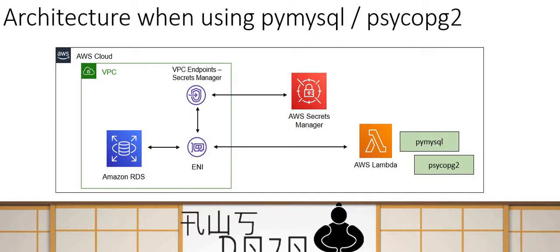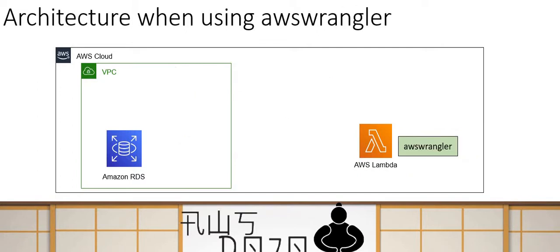Now, this is how the architecture looks if you use PyMySQL or Psycopg2 packages. Now, what if you are using AWS Wrangler? Because AWS Wrangler is also a package choice. And personally, if you ask me, I prefer AWS Wrangler because this is one library which you will see simplifies your code a bit.